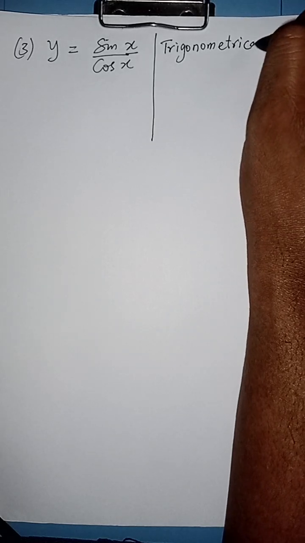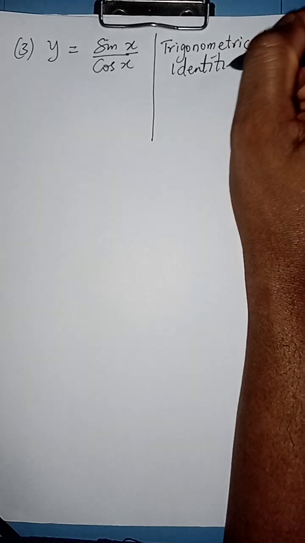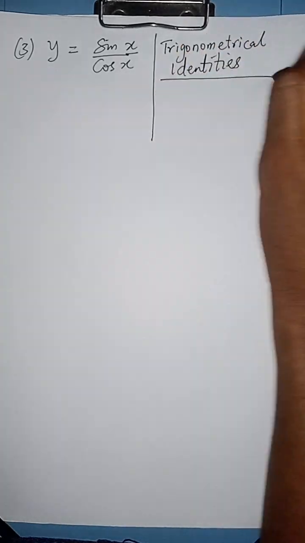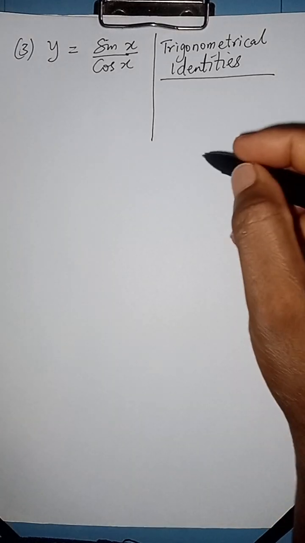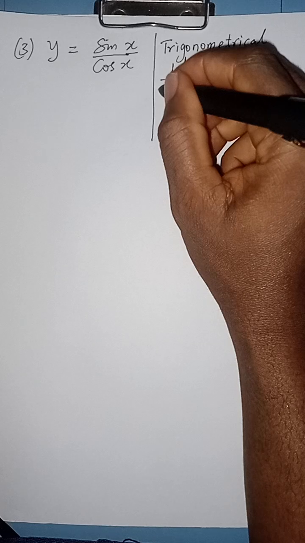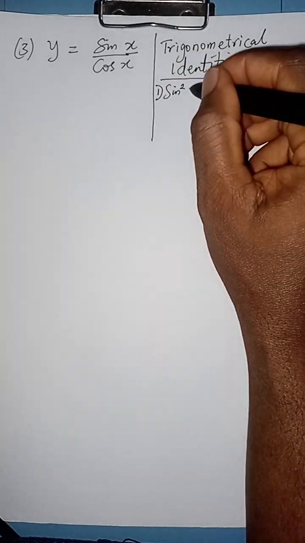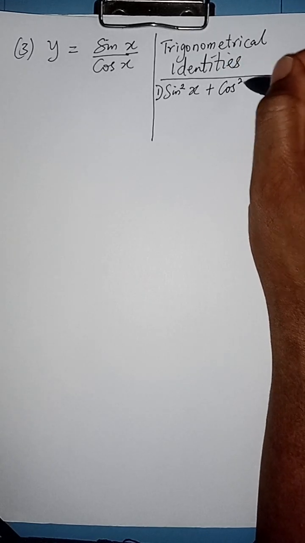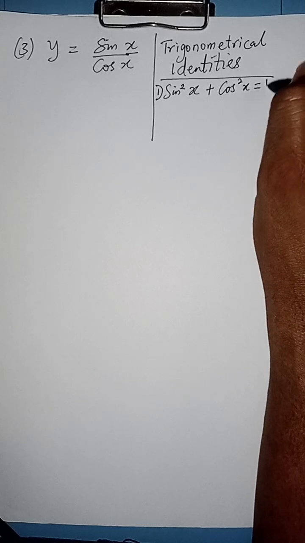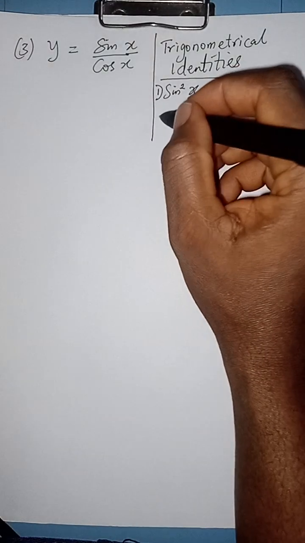Trigonometrical identities. These are formulas you must remember which will aid you as you solve some questions. One of them is this: sine square x plus cos square x is equal to 1. Now it's important to remember this.